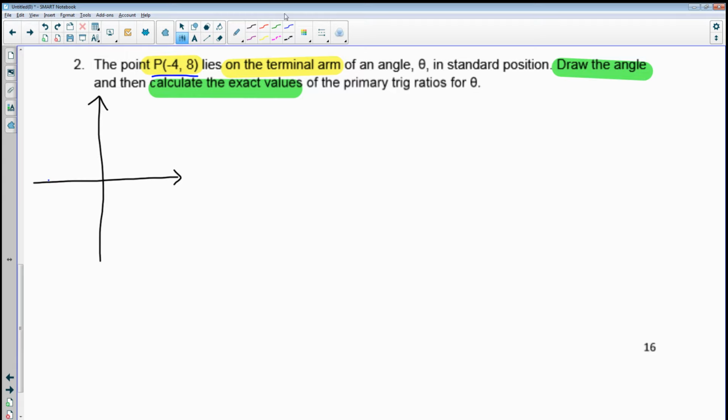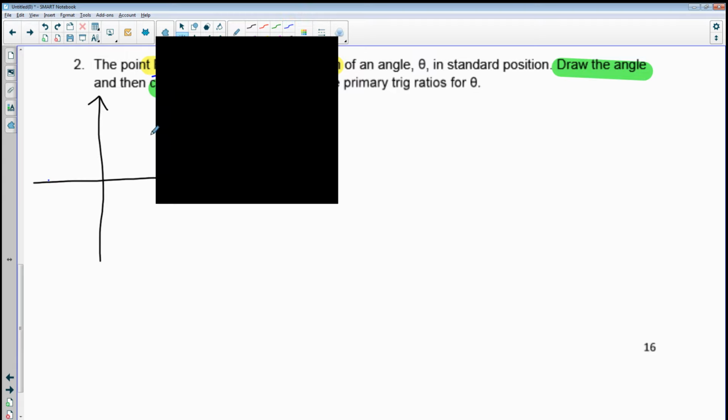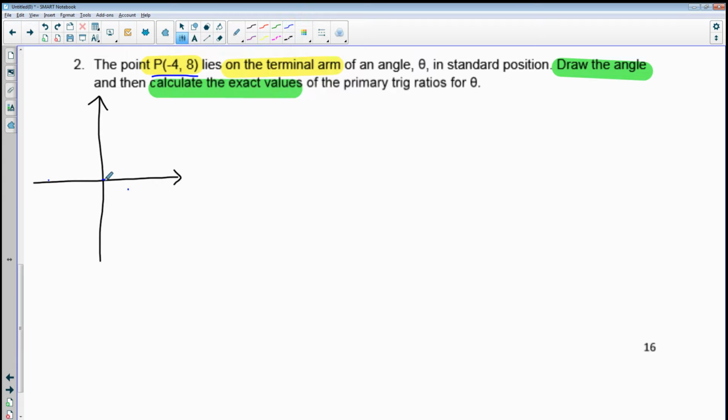The axis and angle is in blue. We'll draw the initial arm first. Before I draw the terminal arm, I need to know where my terminal arm should be. Well, all we know is the point -4, 8 is on the terminal arm.